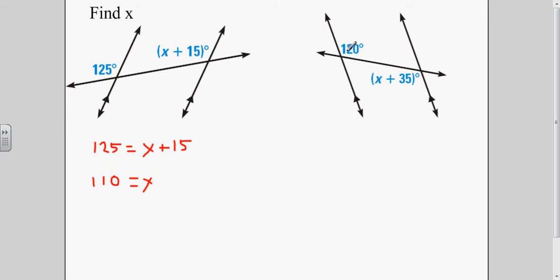Okay. So we would do the same thing here. I would first figure out what types of angles these are. These lines they told us are parallel. So these are alternate interior angles, and I would do the same thing as I did before. Alternate interior angles are congruent. So I know that 120 would be equal to x plus 35. And then I would simply solve for x by subtracting 35 from each side. And then that would give me x equals 85.